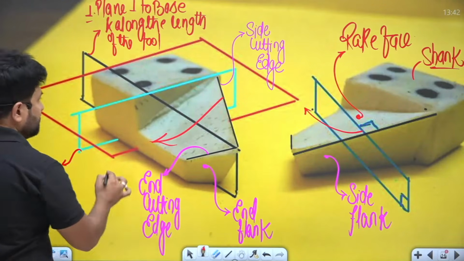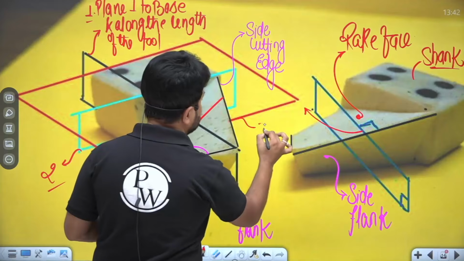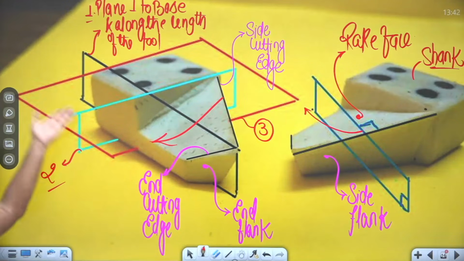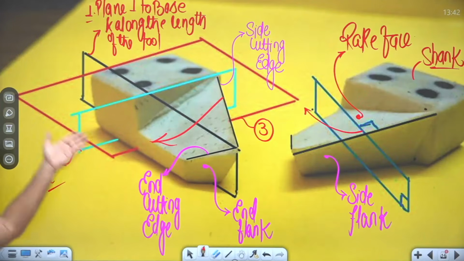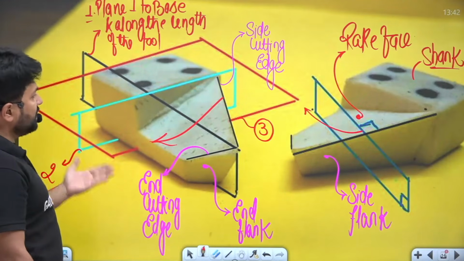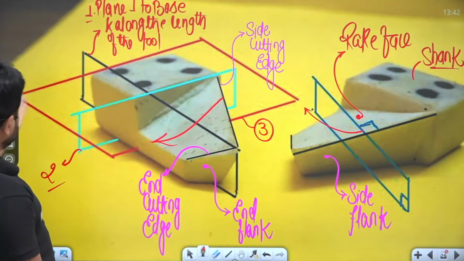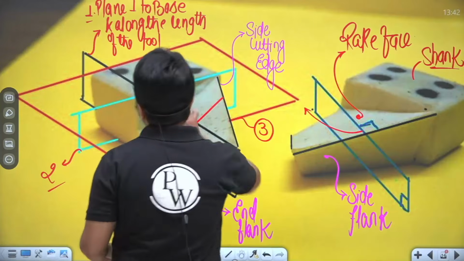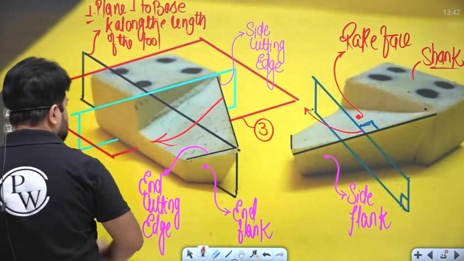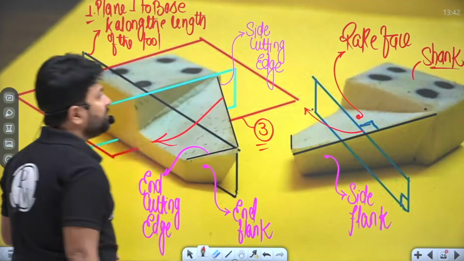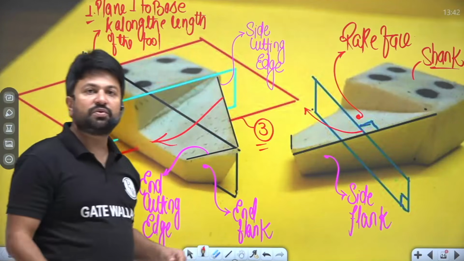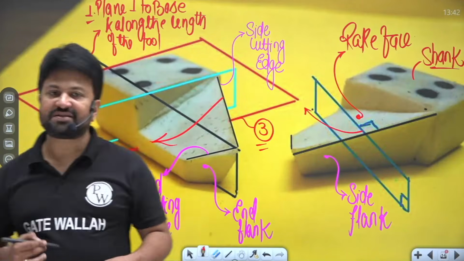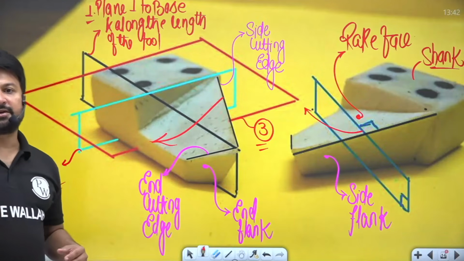The third plane is this plane. A plane which is parallel to the base, and along the length of the tool. This is the base of the tool. So my dear student, these 3 planes, plane number 1, plane number 2 and plane number 3, are mutually perpendicular to each other. So in these planes we are going to explain the 6 angles, right?